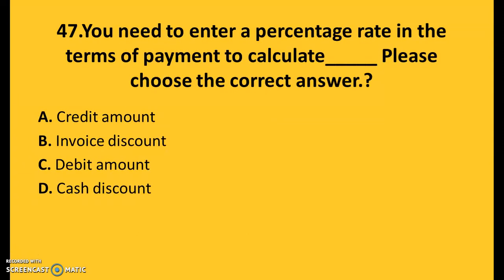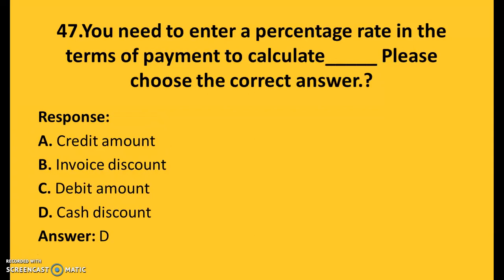You need to enter a percentage rate in the terms of payment to calculate what? Please choose the correct answer here. Is it the credit amount, invoice discount, debit amount, or cash discount? If you need to enter a percentage rate in the terms of payment to calculate, the answer is D, cash discount.